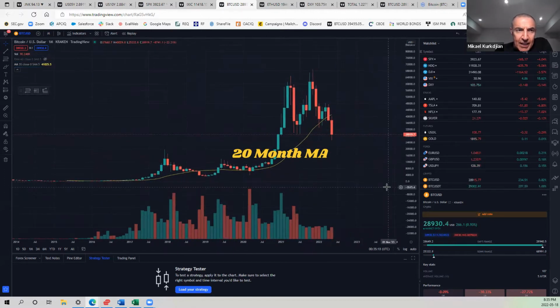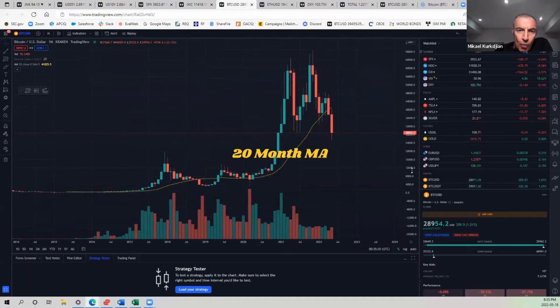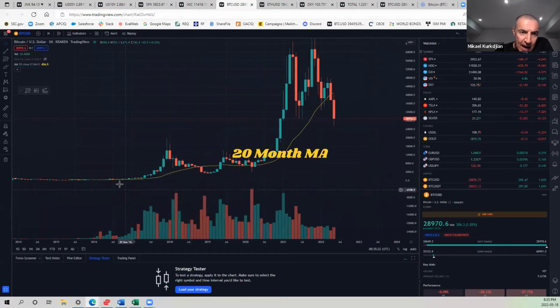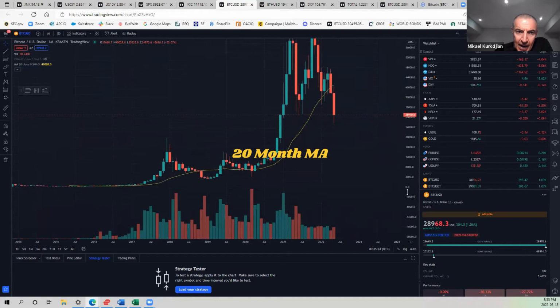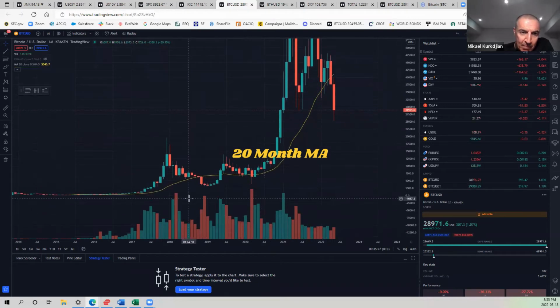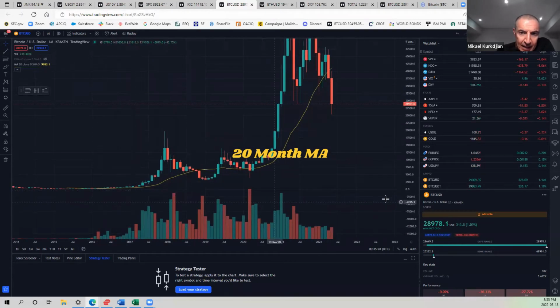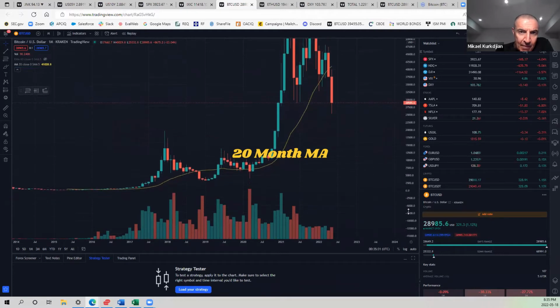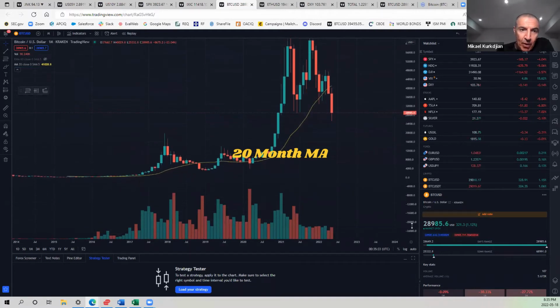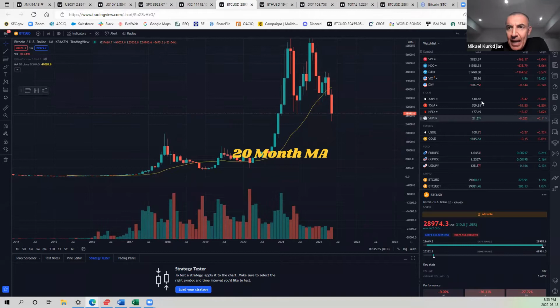As I look at this 20-month moving average, what Rekt Capital was saying was that as Bitcoin's price is above this, then basically you are in a bull market, and as it's below it, then you are going to be in a bear market. So then let's look and see what's going on here.